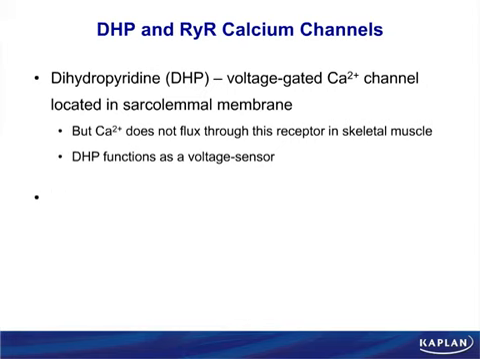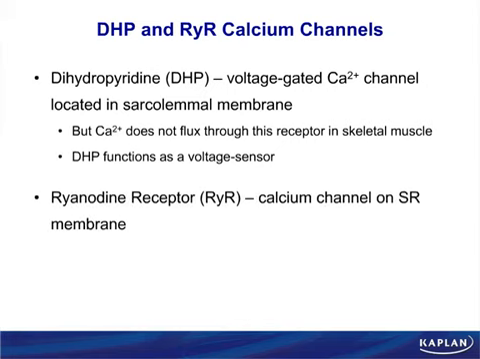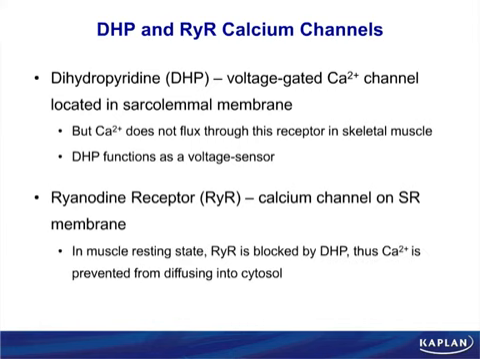The second receptor is the ryanodine receptor. This is a calcium channel on the SR membrane. And we'll look at a picture of both of these on the next slide. In resting muscle, ryanodine is blocked by DHP. This prevents calcium from diffusing from the SR into the cytosol. And again, on the next slide, we will look at these in a pictorial format.